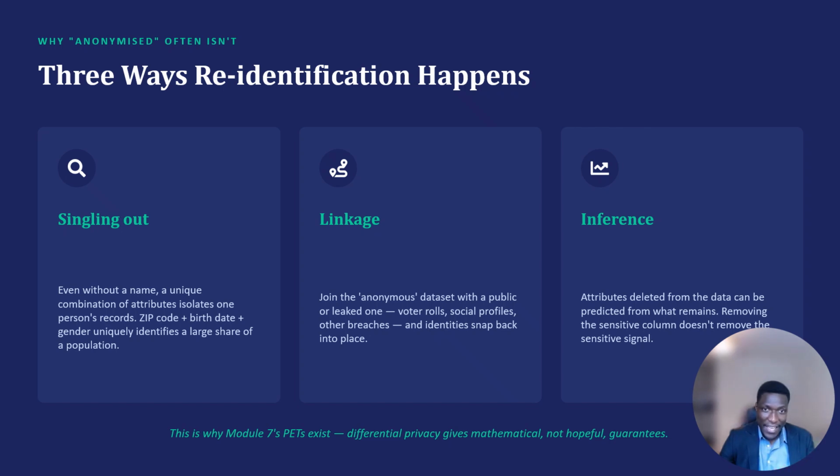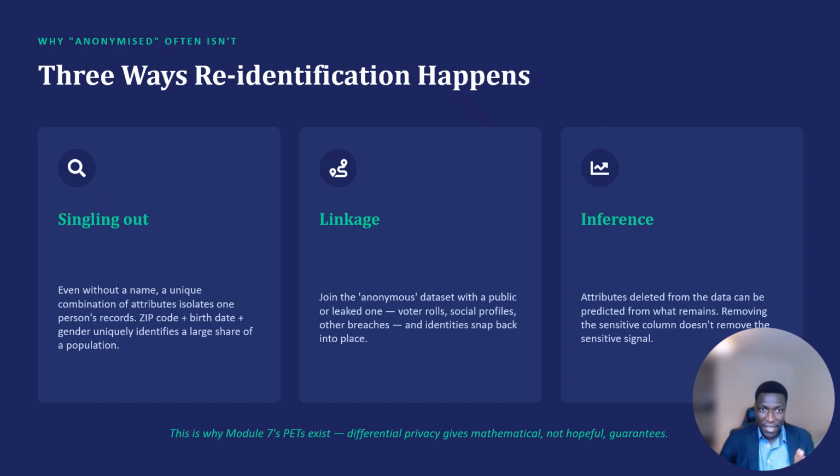Next, linkage. Join your anonymous release against voter rolls or social profiles or breach dumps, and identities snap back. This is how famously anonymized movie rating and search data sets were broken. And I'm going to attach a link below this video in the documents section referencing this linkage, the data set, and how the research was actually conducted.